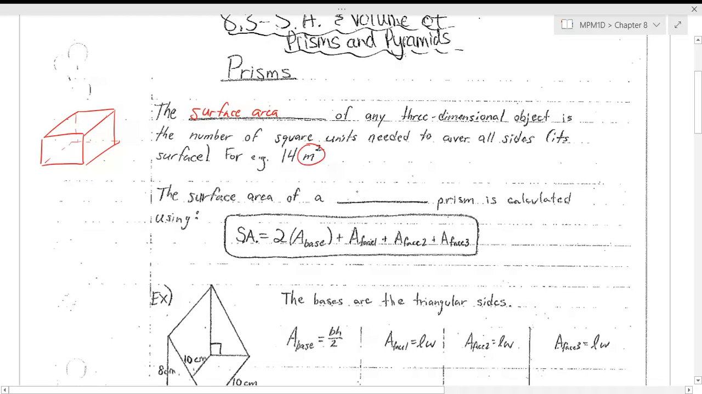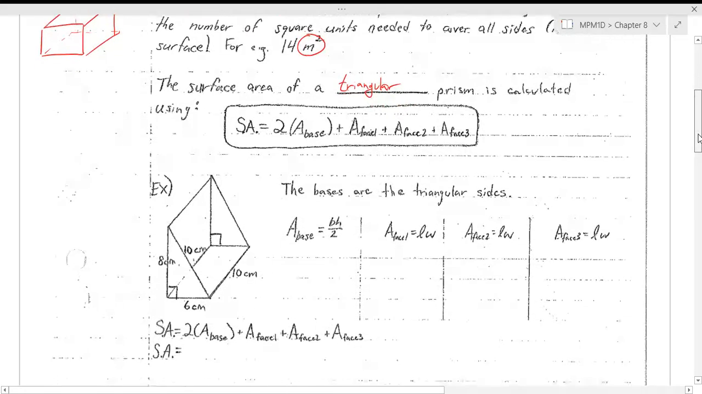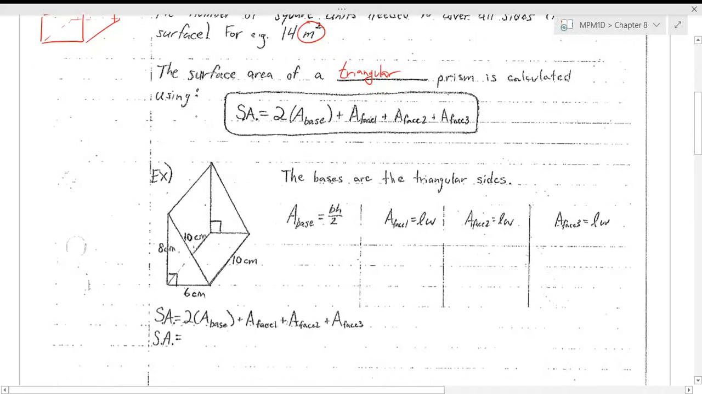The surface area of a triangular prism is calculated using the formula below. So let's take a look at that. SA, short for surface area, is going to be 2 times the area of the base plus area of face 1, area of face 2, and area of face 3.